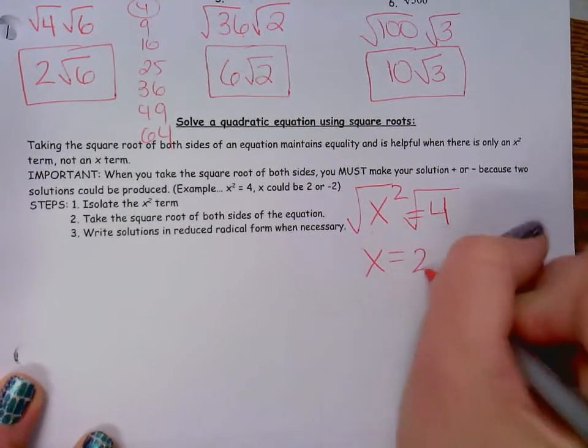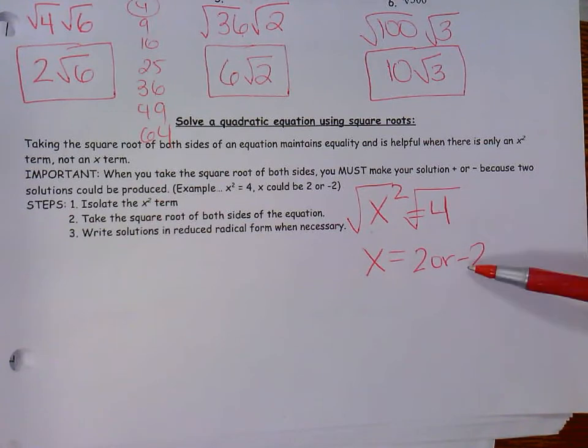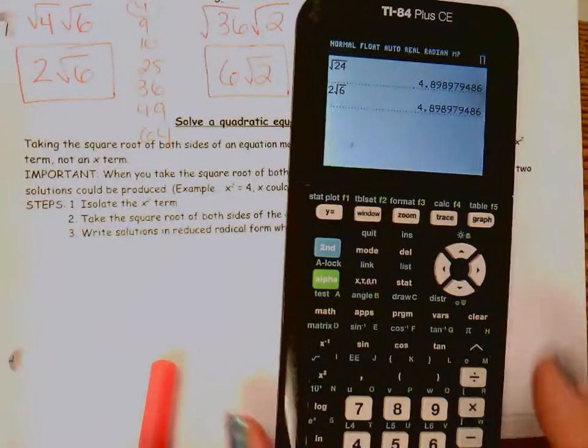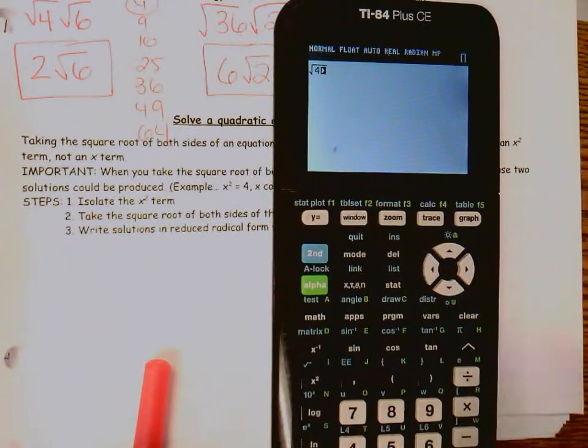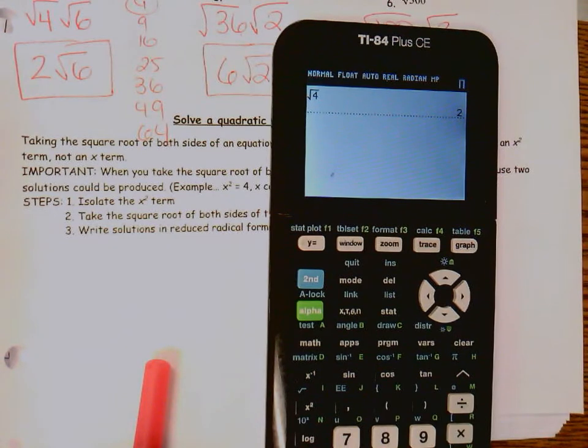So to solve this, you're going to take the square root of both sides. The answer is 2 or negative 2. So you end up getting two different solutions. The reason when we take the square root on a calculator, so the square root of 4 on a calculator just tells you that the answer is 2, right? That's called the principal square root.